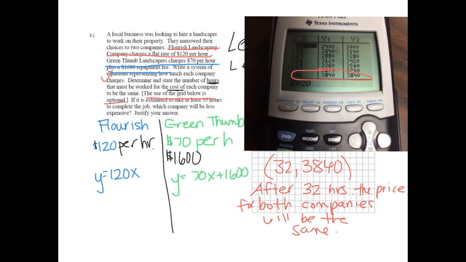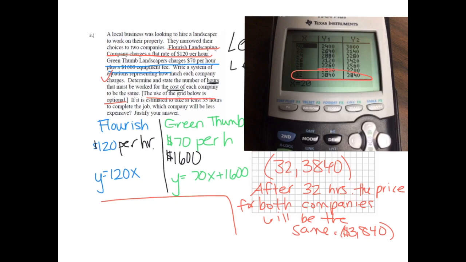Right, we need to be a little bit better here. You know that I don't like to write, but this sentence had to be better than that. After 32 hours, the price for both companies will be the same, and that price is $3,840. Okay?